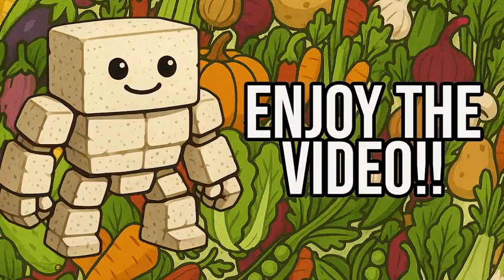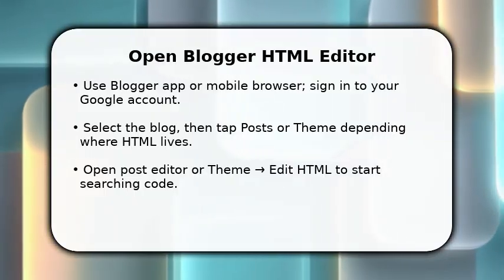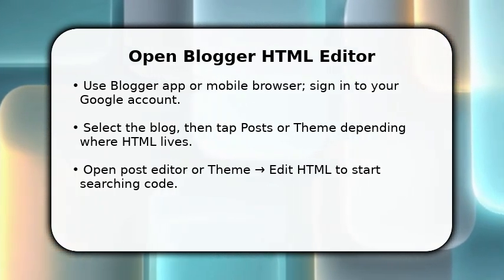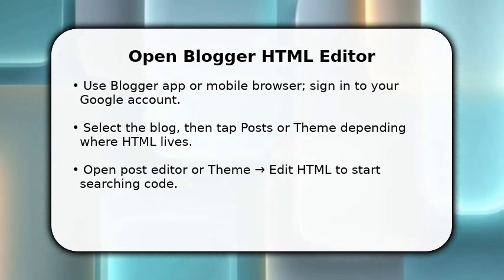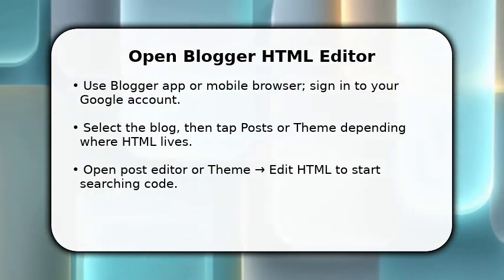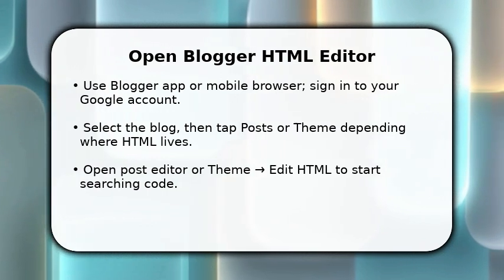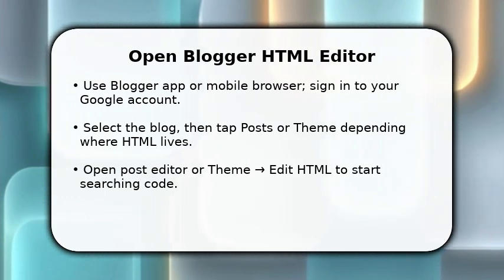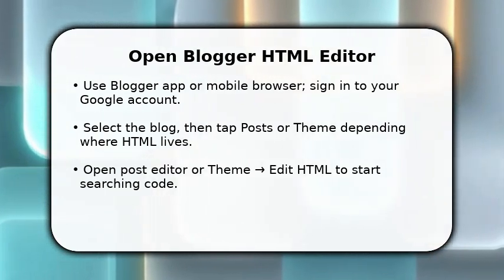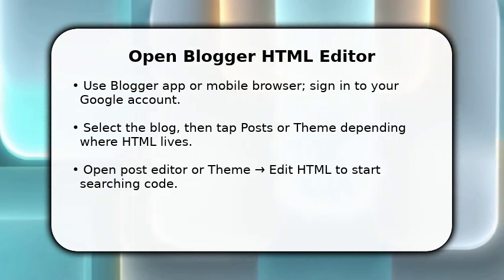Please enjoy the video. You're already signed in, so start by opening the Blogger app or mobile browser and selecting your blog. Once done, tap Posts to edit a post's HTML or go to Theme and choose Edit HTML to access site-wide code. You do this because posts and themes store different HTML locations. Editing the right one prevents wasted changes.